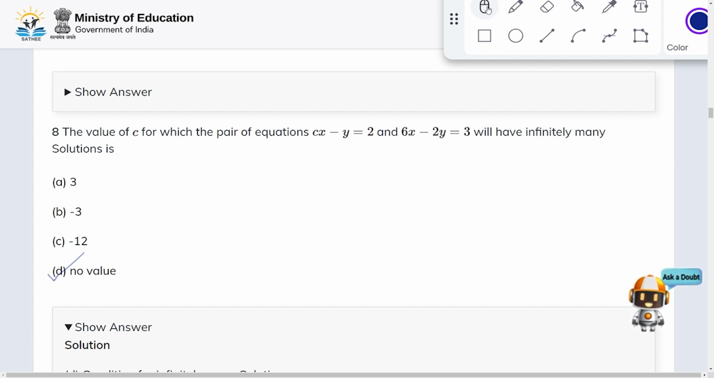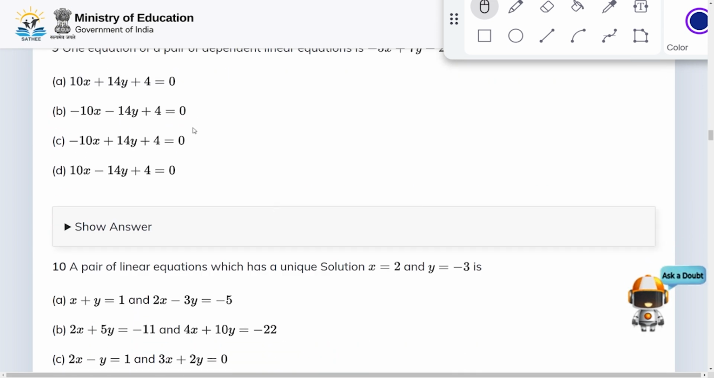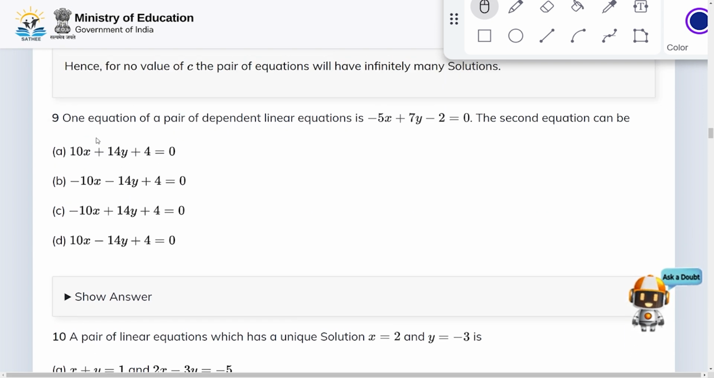Okay, and now let us move to the next question. So this is our question number 9. It says one equation of a pair of dependent linear equations is minus 5x plus 7y minus 2 is equal to 0. So we basically have to find what the second equation can be. A pair of dependent linear equations means they are actually coincident to each other.